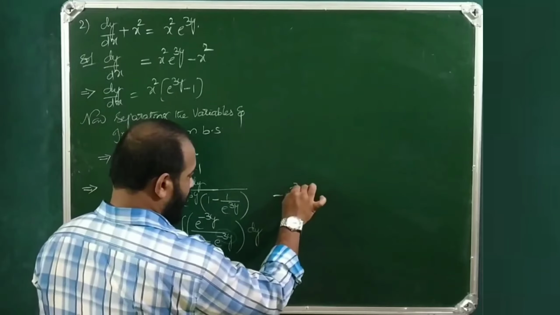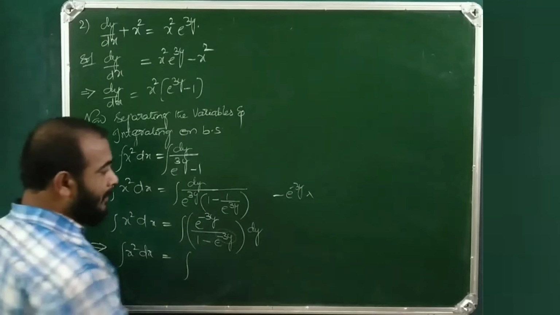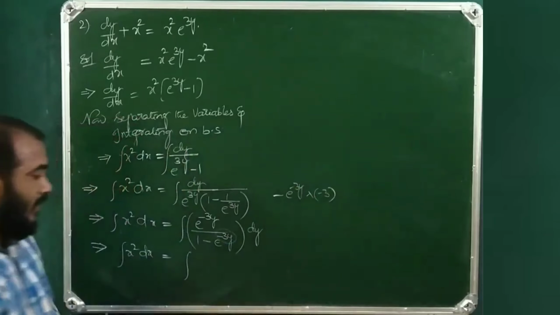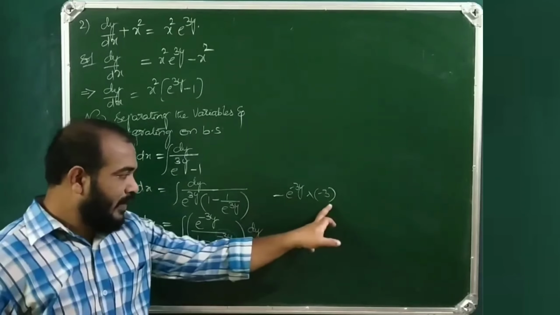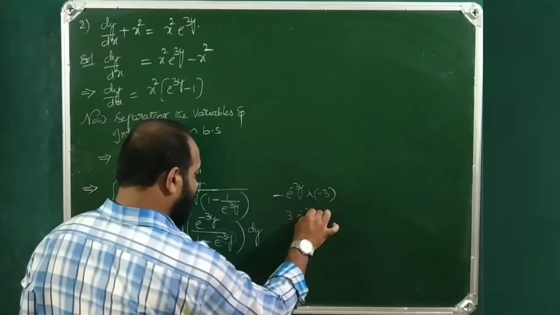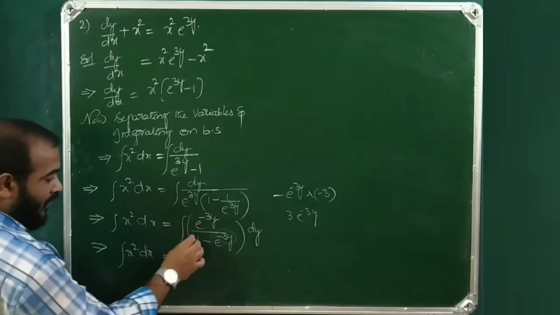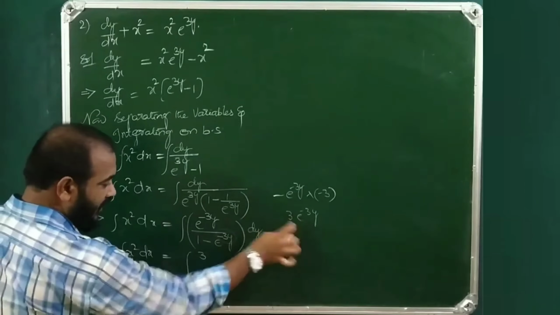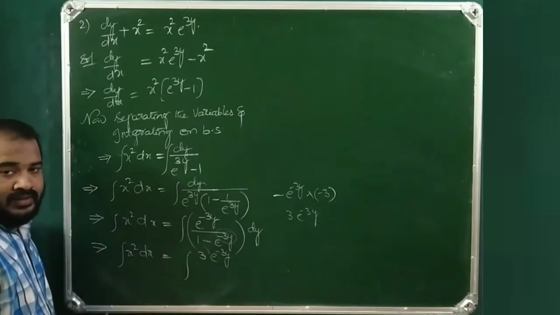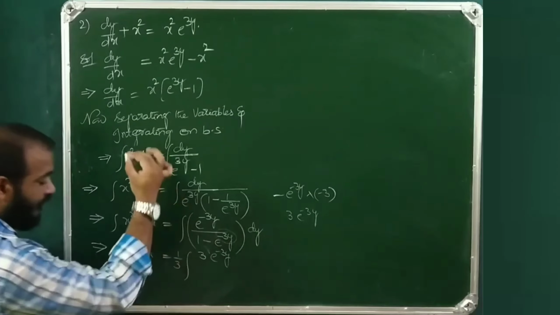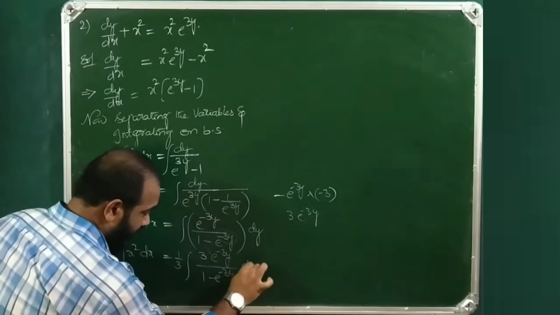E power y is minus 3y into dy of minus 3y, which is minus 3. So here minus into minus plus. So 3 e power minus 3y should be on the denominator, for which we want an additional 3 with this e power minus 3y. As I am multiplying with the 3, I have to divide with the 3 also, by 1 minus e power minus 3y dy.